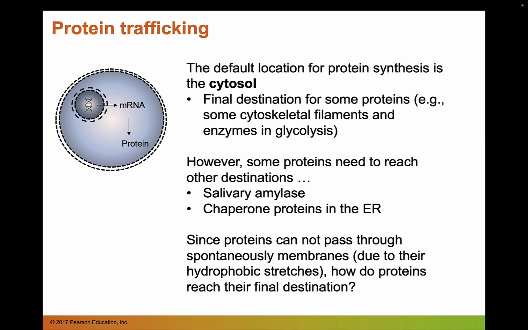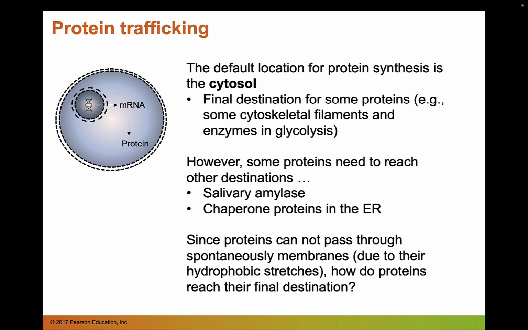And that's because organelles are enclosed in lipid bilayers. And lipid bilayers, as we've talked about, have hydrophobic stretches because of those fatty acid tails. And proteins, in their 3-dimensional conformation, are largely hydrophilic on their outward-facing side. So how do proteins then get through organelles into their final destination or get through the plasma membrane?